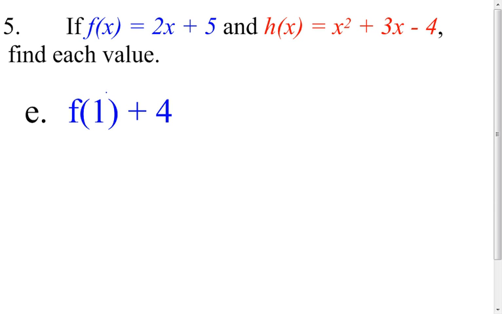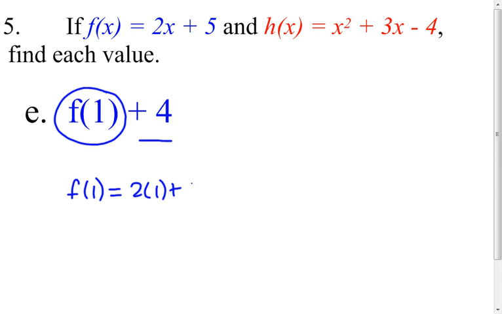All right, this is a little different. This piece of it is asking me to find f of 1. Okay? After I find f of 1, then I'm going to add 4 to my answer. Okay, so first of all, when I find f of 1, I have 2 times 1 plus 5. 2 times 1 is 2, plus 5 is 7. Okay, then when I'm done doing that, I need to add 4. So I just found f of 1. That's all I need to do. And now I need to add 4 to my answer. Okay, so 7 plus 4 we know is 11.